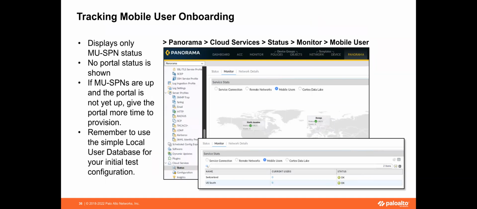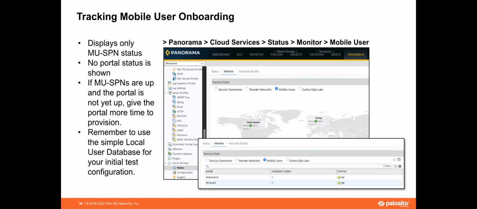So after you did this commit, you need to track your mobile users. You can go to Panorama, Cloud Services, Status, Monitor, and Mobile Users. When you are onboarding mobile users, at least one MUSPN and one portal will be provisioned. Many MUSPNs could be provisioned depending on how many locations have been enabled.